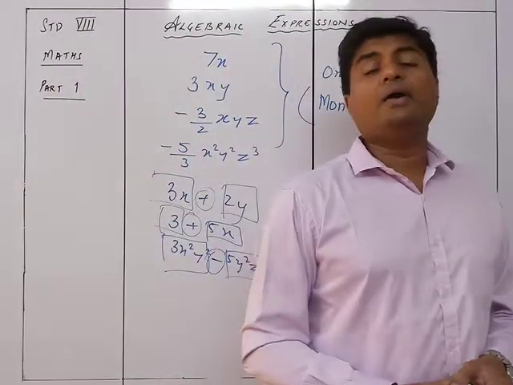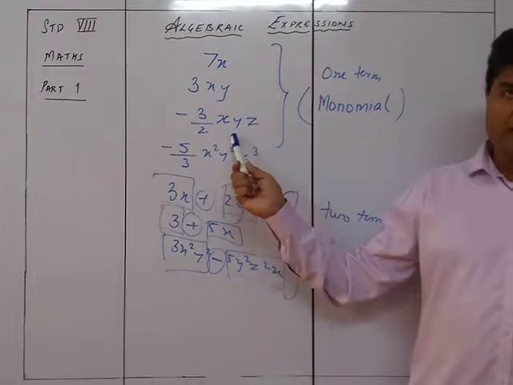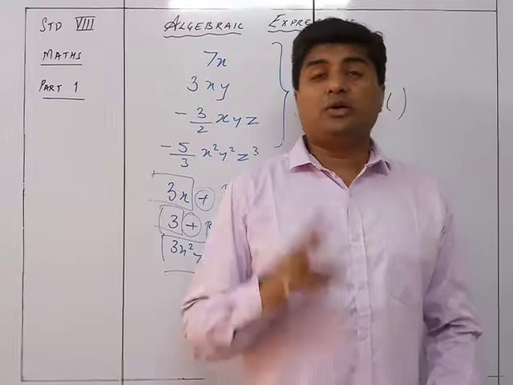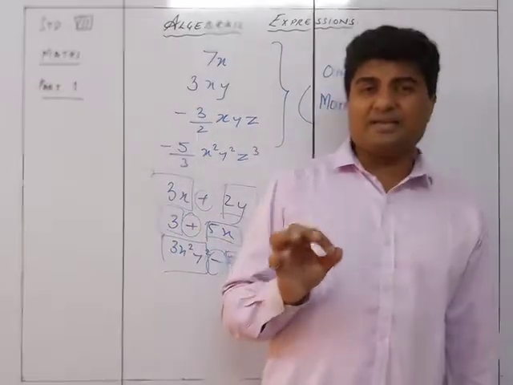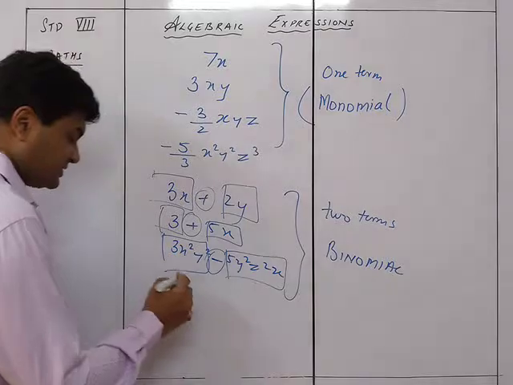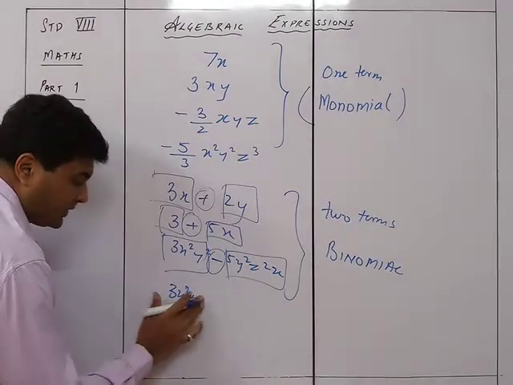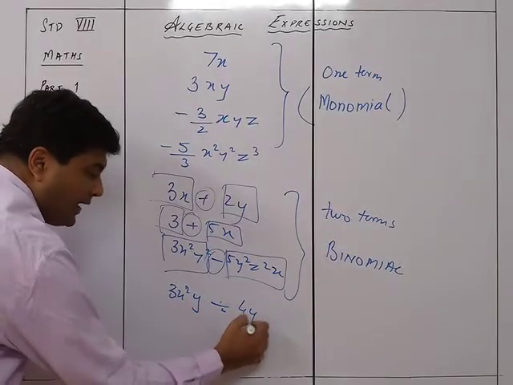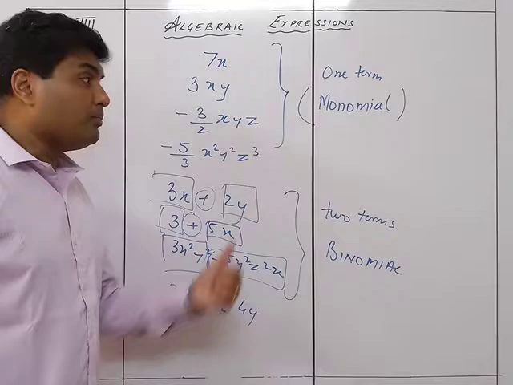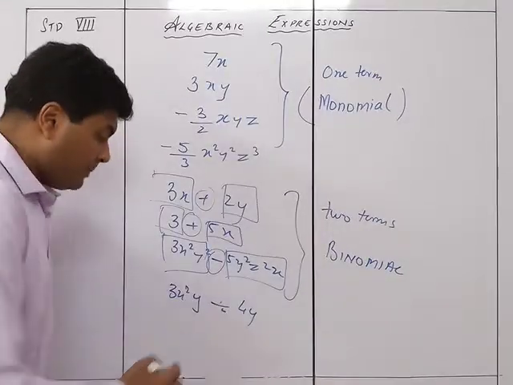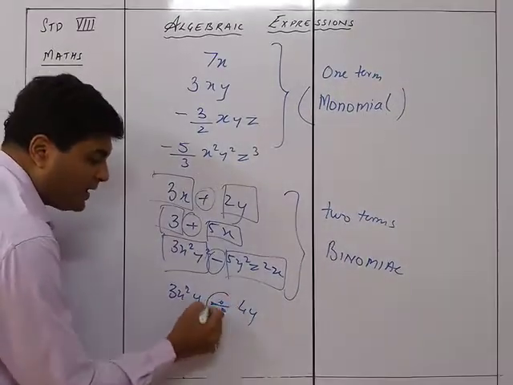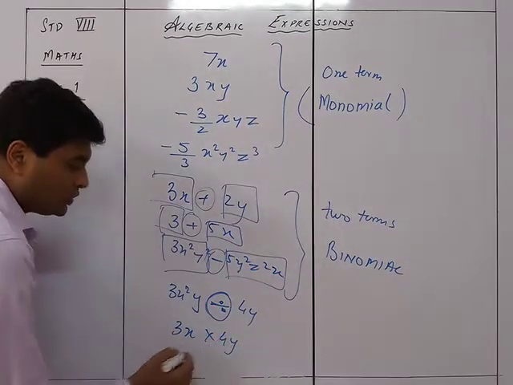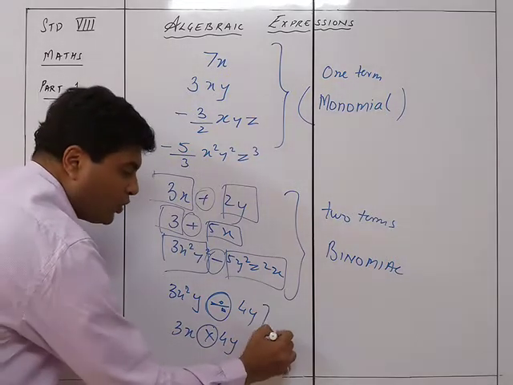So when there is only one term, it is a monomial. Whenever there are two terms, they are always separated by a plus or minus sign. So if I have something like 3x square y divided by 4y, it is still a monomial, not a binomial. Why? Because the separation of the two is by a division sign. Or if it is like 3x into 4y, that is a multiplication sign. So these two are monomials.